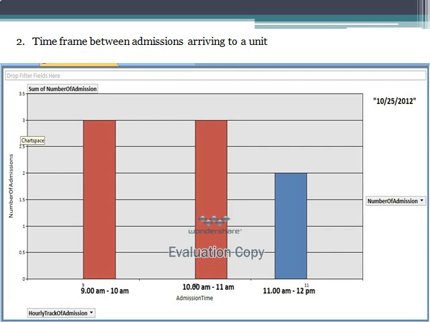Just for the information of the viewers, we are generating the reports based on dummy data. If actual hospital data is given to our tool, our reports will be much more realistic.